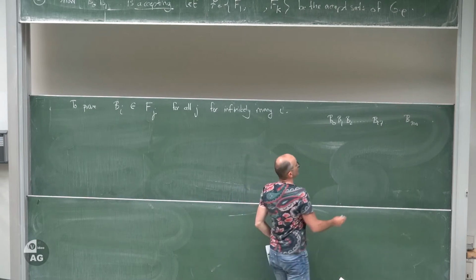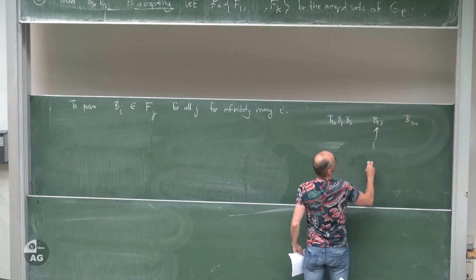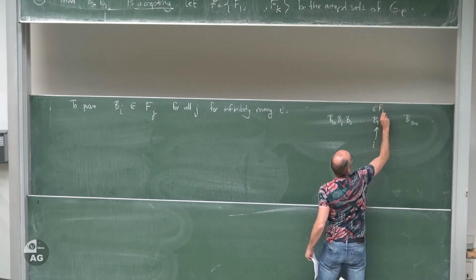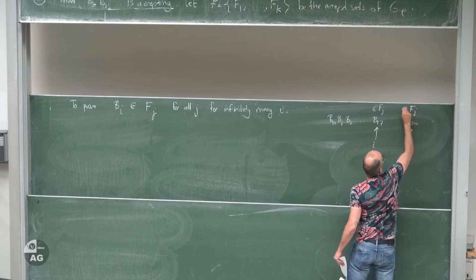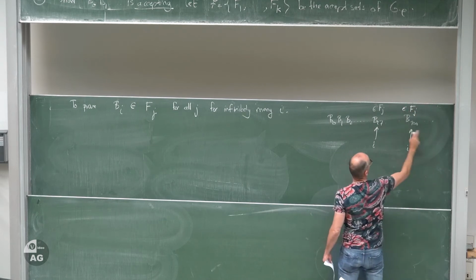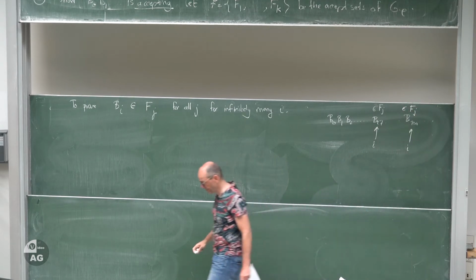Yeah. So I is an index here. Maybe this belongs to Fj. Maybe this is another I that belongs to Fj. And what I need to prove? I need to prove that there are infinitely many of those I's.